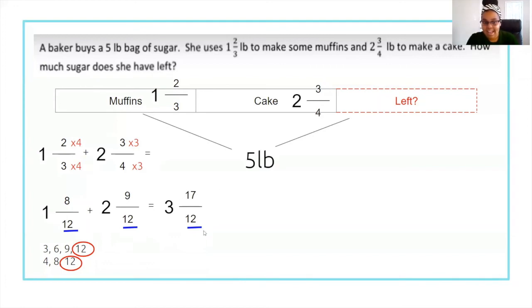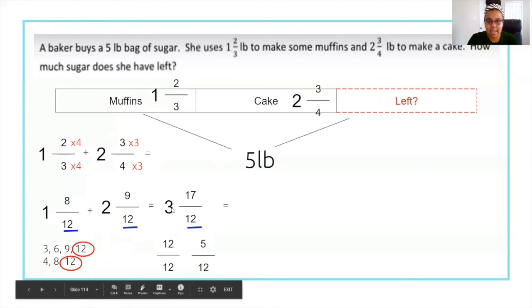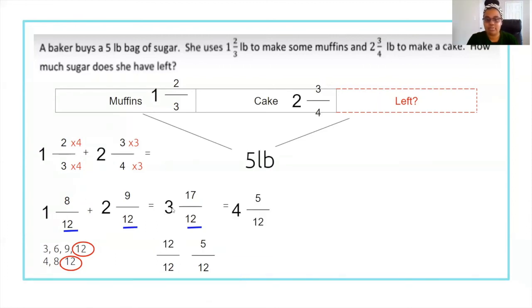Now, I have another improper fraction, and I want to turn this into a mixed number. I know that I can rename 17/12 as 12/12 and 5/12. That 12/12 I can add to the 3 to make 4, and I have 4 and 5/12. So now I know that the baker used 4 and 5/12 of a pound of sugar to make both the muffins and the cake. She had a 5-pound bag, so how much is left? How much sugar does she have left?